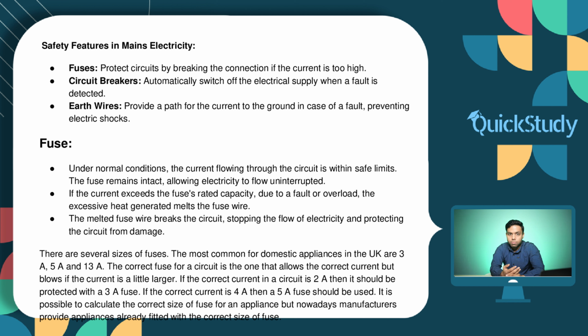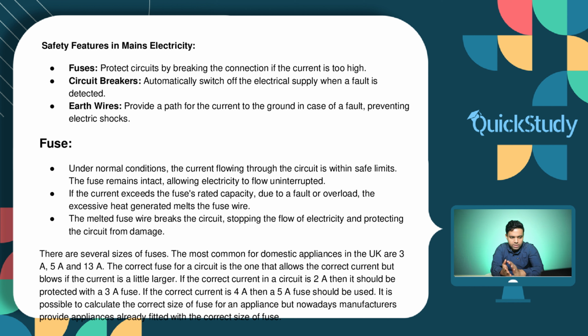Electrical safety features include fuses, circuit breakers, and earth wires. Fuses protect the circuit by breaking the connection if the current is too high. Circuit breakers automatically switch off the electrical supply when a fault is detected. Earth wires provide a path for the current to the ground in case of a fault, preventing electric shocks. In most cases now, fuses and circuit breakers are used.